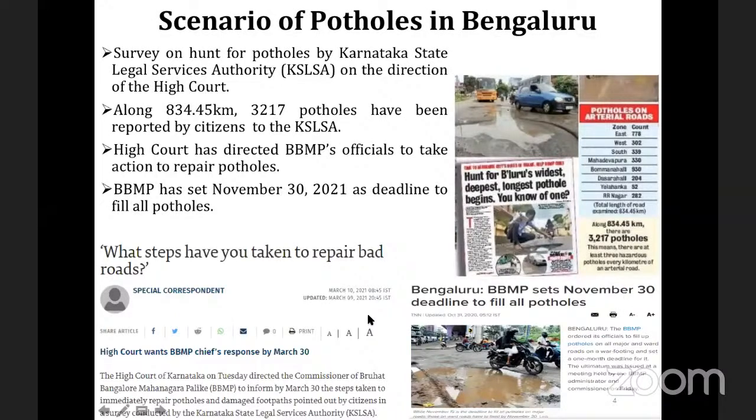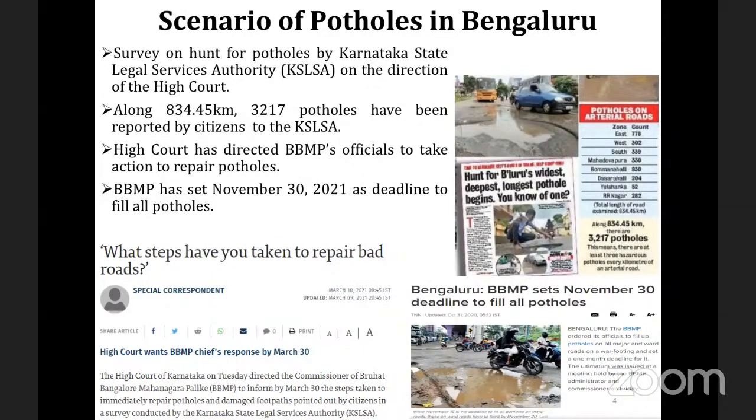So next, if we come to the pothole scenario in Bangalore, a recent survey has been done by Karnataka State Legal Service Authority, and they have stated that along the 840 kilometers of urban street, around 3,200 potholes have been reported by the citizens to the KSLSA through the app. They have developed an app. Based on that app, they have told that for the 840 kilometers, there are around 3,200 potholes. You can see the statistics here, for each zone, east zone, west zone, south zone, etc., the number of potholes.